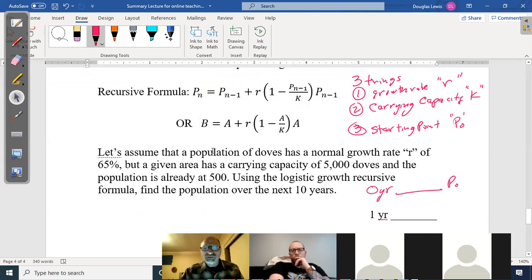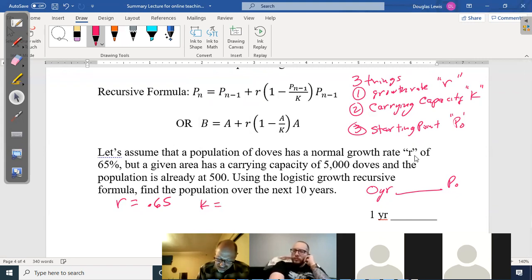Okay, so let's assume that a population, this is very pertinent to me because these doves have come into Yakima and they're everywhere around my house, these ring-necked doves. Let's assume that a population of doves has a normal growth rate R of 65%. So let's just stop right there and write R is equal to 0.65. We'll write it as a decimal, of course, right? And it has a carrying capacity of 5,000 doves. So that means K is equal to 5,000.